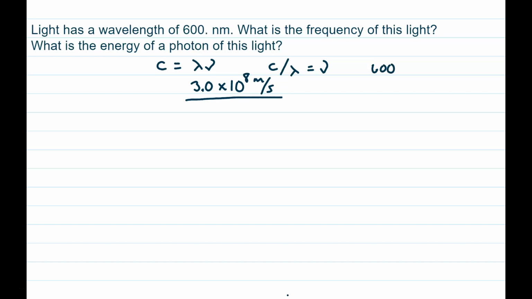So let's take 600 nanometers, set up a little conversion factor here. And I know that 1 nanometer is 10 to the minus 9th meters. Nanometers on the top cancel nanometers on the bottom. So this would be 600 times 10 to the minus 9 meters, which of course is horrible scientific notation.